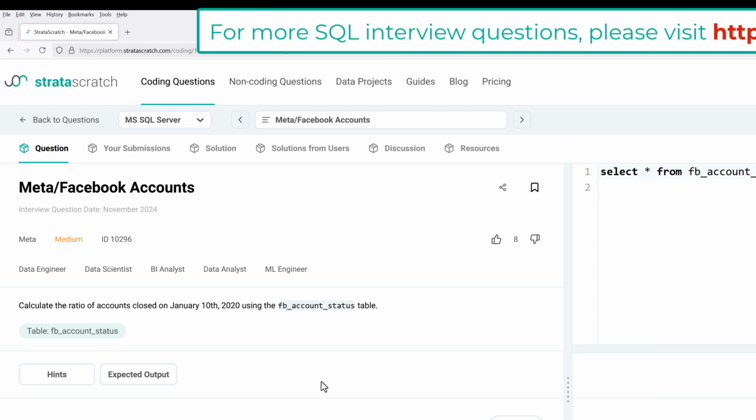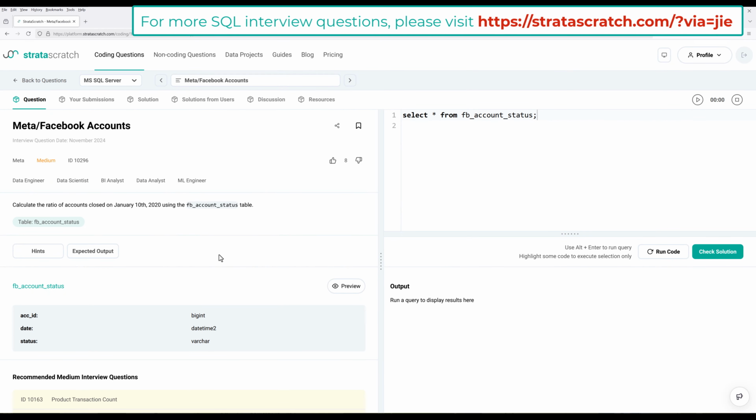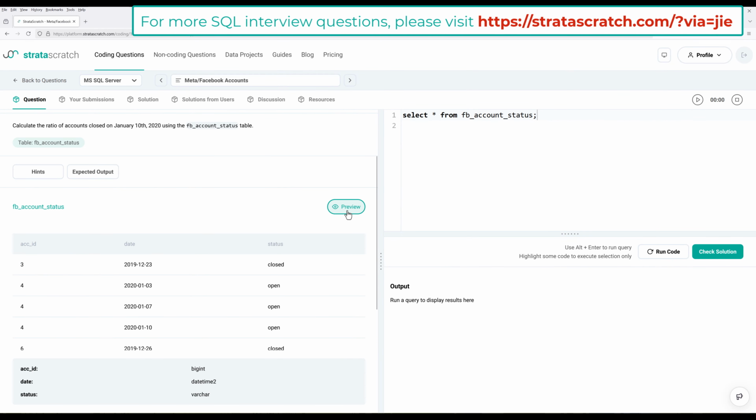The goal is to calculate the ratio of accounts closed on January 10th, 2020 using a table called FB account status. And we are given the FB account status table, which has 3 columns: account ID, date, which indicates the date of the account's activity, and status, which specifies the account status either open or closed. To solve this problem, all we need to do is to calculate the ratio of closed accounts divided by the total accounts on January 10th, 2020.